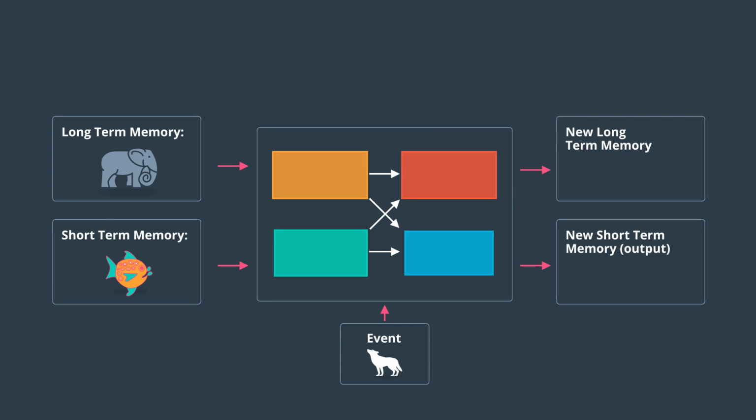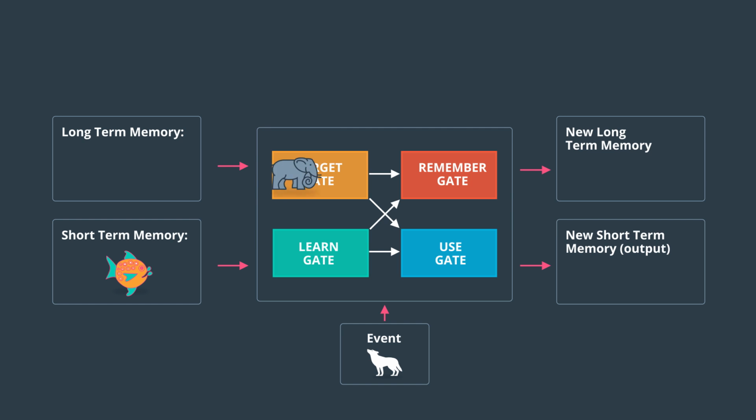More specifically, the architecture of the LSTM contains a few gates. It contains a forget gate, a learn gate, a remember gate, and a use gate. And here's basically how they work. So the long-term memory goes through the forget gate, where it forgets everything that it doesn't consider useful. The short-term memory and the event are joined together in the learn gate, containing the information that we've recently learned, and it removes any unnecessary information.